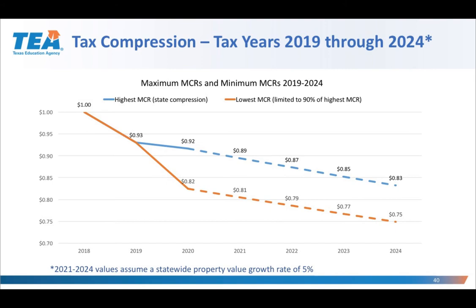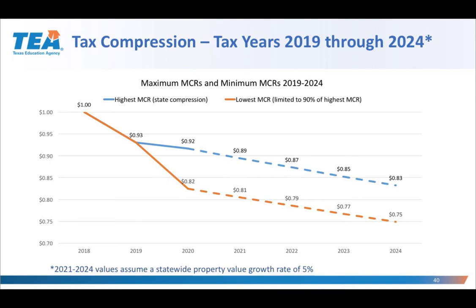And here's a chart looking at how it might look going ahead through the next 5 years, going out to 2024. The orange bar here is the lowest MCR that any district will have for the high growth districts, and the blue bar is the highest MCR that would be based on the state compression rate of 5% growth.